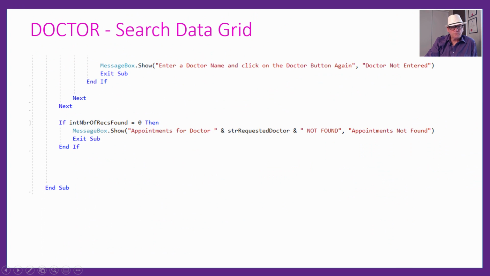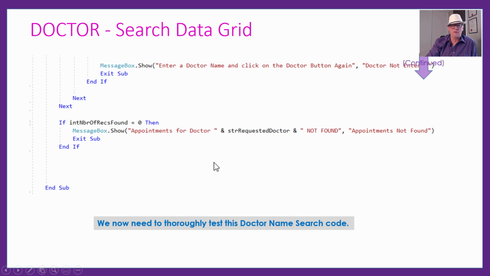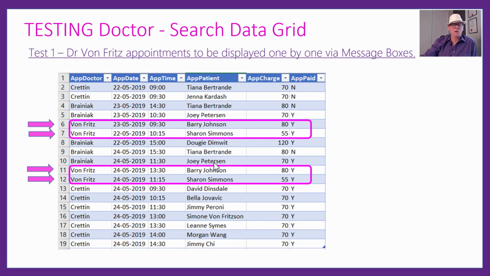Now, that's just the tail end of that loop, with a next for the J loop and a next for the I loop. Now, if the number of records found is 0, like if they type in Dr. Passy, and Dr. Passy isn't one of the doctors there, well then we need some sort of message if they don't find any records while looping through that data grid: appointments for doctor, whatever they put in, not found. So we've got a message there for if the number of records found is 0, and that's all we need at this stage, and we can thoroughly test it. So let's take it away.